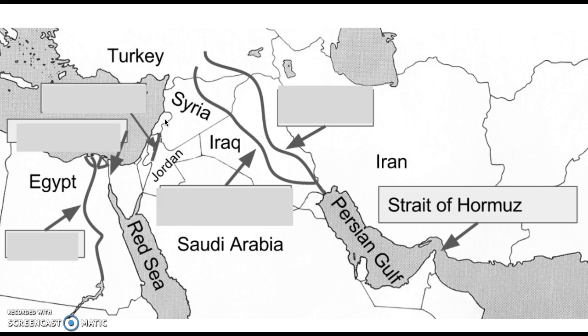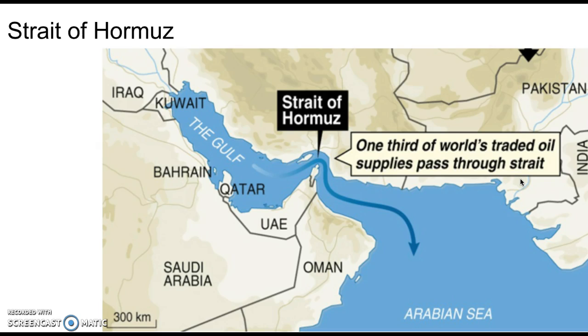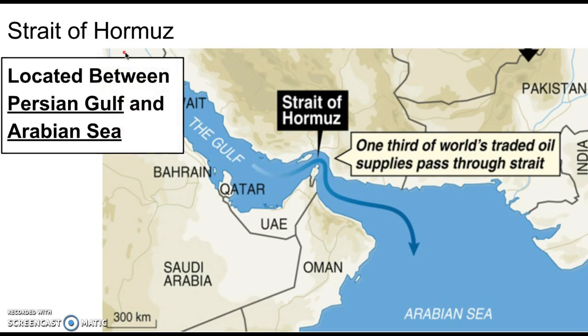If you can start on the right-hand side, the third and final strait of our unit is called the Strait of Hormuz. Go ahead and write that in on your map. Then I'm going to jump down to the graph below, and on the left-hand side, you want to write in the actual name, the Strait of Hormuz. The Strait of Hormuz is located between the Persian Gulf and the Arabian Gulf.